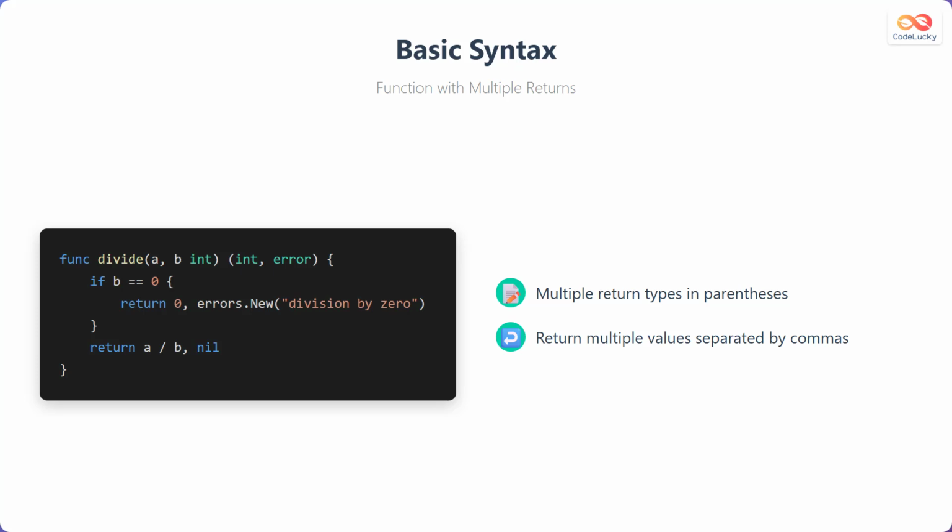When we implement the function, we use conditional logic to handle the division by zero case, returning 0 and an error message. For successful division, we return the calculated result and nil for the error. This pattern of returning a result alongside a potential error is the cornerstone of Go's error handling philosophy.